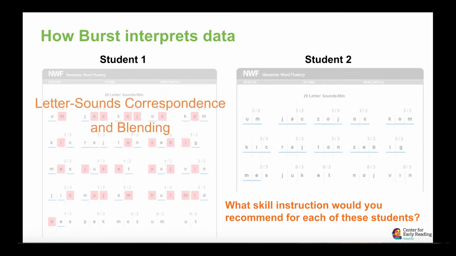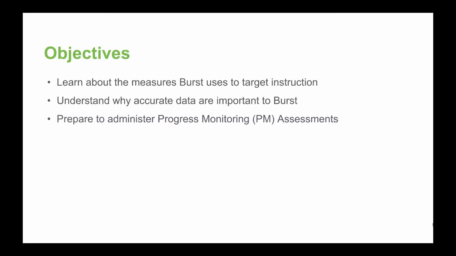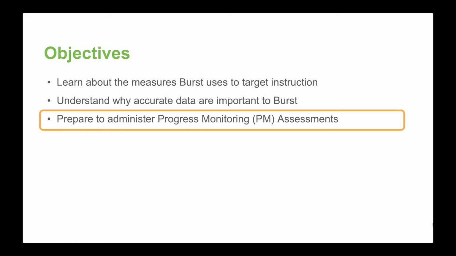Student 1 needs support on letter sound correspondence and blending. Student 2 can already blend accurately and needs to improve his fluency. Because the Burst algorithm looks at response patterns, it is important that the scores accurately show where students are on the reading skills progression. We've gone over how Burst continuously uses PM data and picks up specific student response patterns to generate new lessons. Let's walk you through the steps to get ready to administer PM assessments to Burst students.